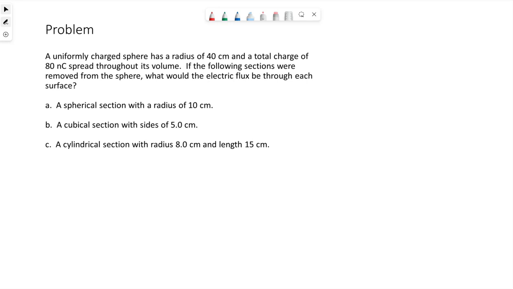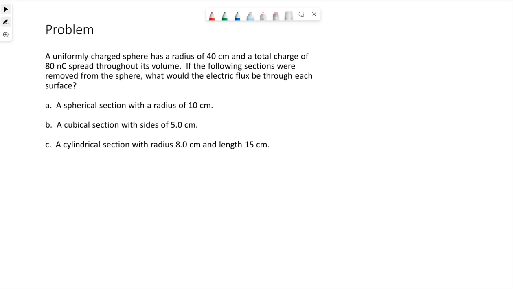We have another example problem here. We have a uniformly charged sphere that has a radius of 40 centimeters and a total charge of 80 nanocoulombs spread throughout its volume. If the following sections were removed from the sphere, what would the electric flux be through each surface? And technically, we wouldn't have to remove them, just consider the following sections. What would be the flux through those particular sections?